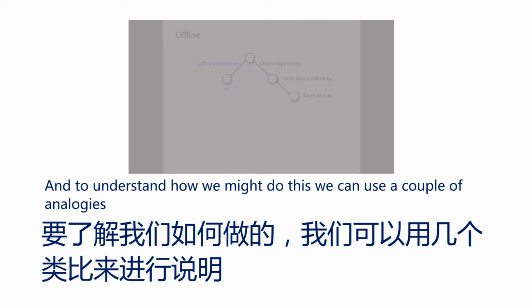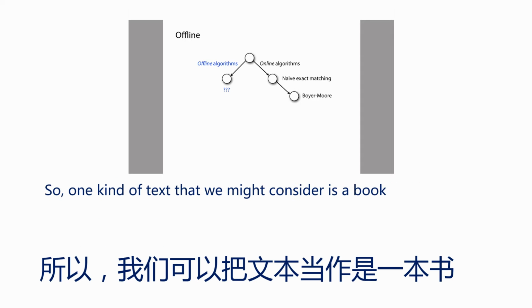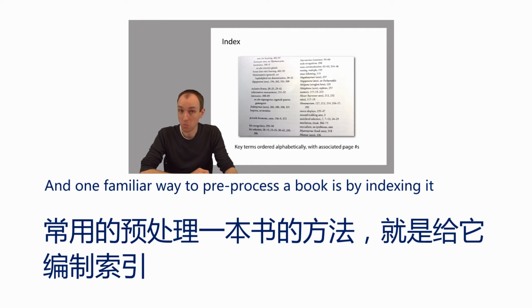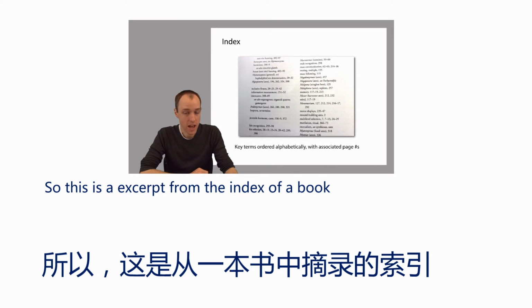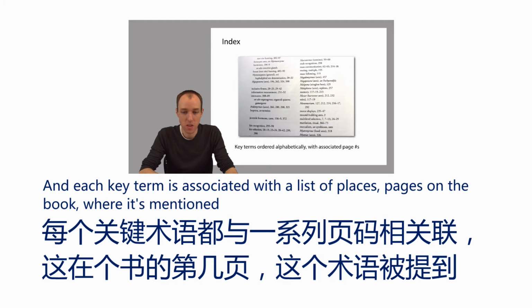And to understand how we might do this, we can use a couple of analogies. So one kind of text that we might consider is a book. And one familiar way to preprocess a book is by indexing it. So this is an excerpt from the index of a book. An index is a list basically of key terms, and each key term is associated with a list of places, pages in the book, where it's mentioned.